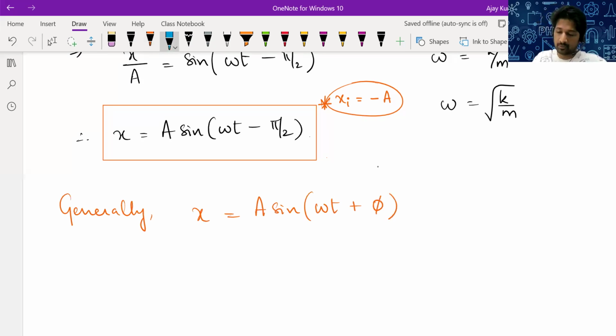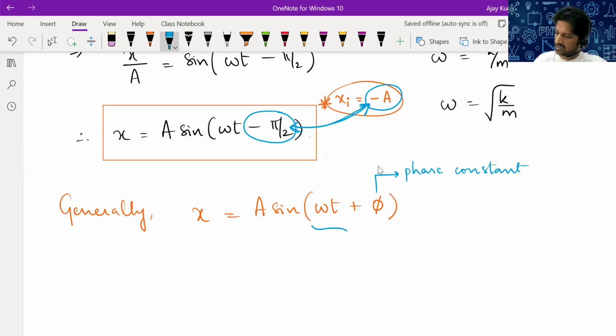See, where did we get this minus pi by 2 from? If you remember, the minus pi by 2 came from the fact that it was at x is equal to minus a. We got sine inverse of minus a divided by a, that is sine inverse of minus 1. Sine inverse of minus 1 is minus 90 degrees. That is where we got that minus pi by 2 from. These two are linked to each other. So depending on where the object initially is, you will get this constant. This constant is called the phase constant.